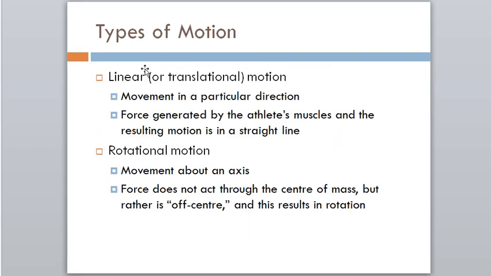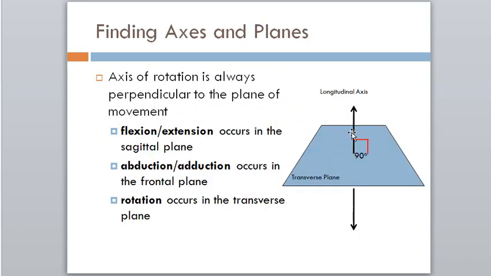So here's just some more text, and you have the slide in your notes, that the linear motion is looking more at a particular distance, whereas rotational motion is looking at that axis of rotation. And these axes were described in the first lecture. We talked about these imaginary pivot points that were moving perpendicular to the planes.